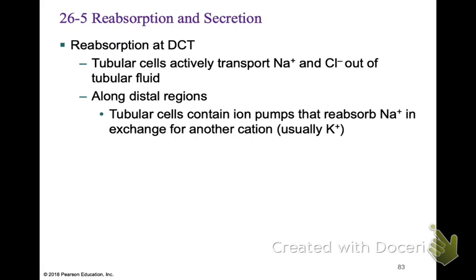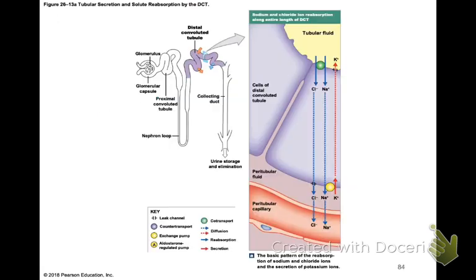At the distal convoluted tubule, we're going to actively transport the sodium and chloride out of the tubular fluid. That's going to make it more dilute. And then in the distal regions, we're going to have pumping of ions as an exchange. Sodium usually for potassium, as we'll see. So here is a small diagram showing you in the distal convoluted tubule, chloride and sodium being reabsorbed into the blood, sodium being exchanged for potassium. So in general, you get rid of potassium and you keep sodium chloride.